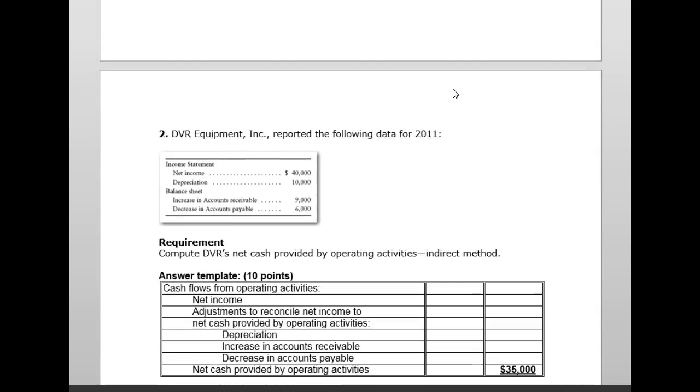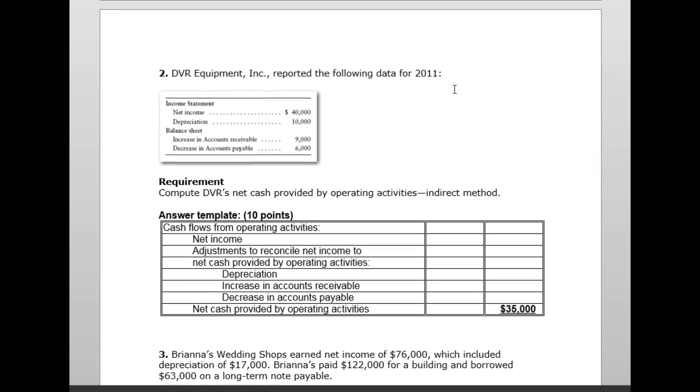The next one we look at, we are actually going to do a part of a cash flow, and we're looking at the operating activities. And we're using the indirect method, and that is on pages 814, 815, and 816 in the book. So we're going to put the net income here, $40,000.